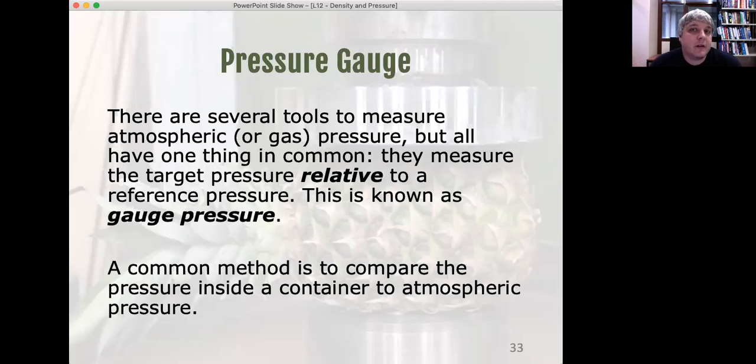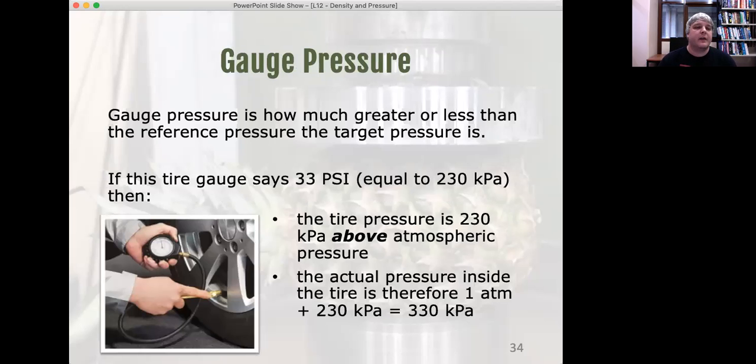A common method is to compare the pressure inside a container to atmospheric pressure, to our standard 101 kilopascal. So we'll just have one end of our pressure gauge open to the atmosphere and the other one open to our target pressure, to our container, and we can take the reading and we know that whatever it says, it's that much above or below atmospheric pressure. So the reading itself isn't the actual pressure, it's the gauge pressure. It's the pressure difference compared to that reference pressure.